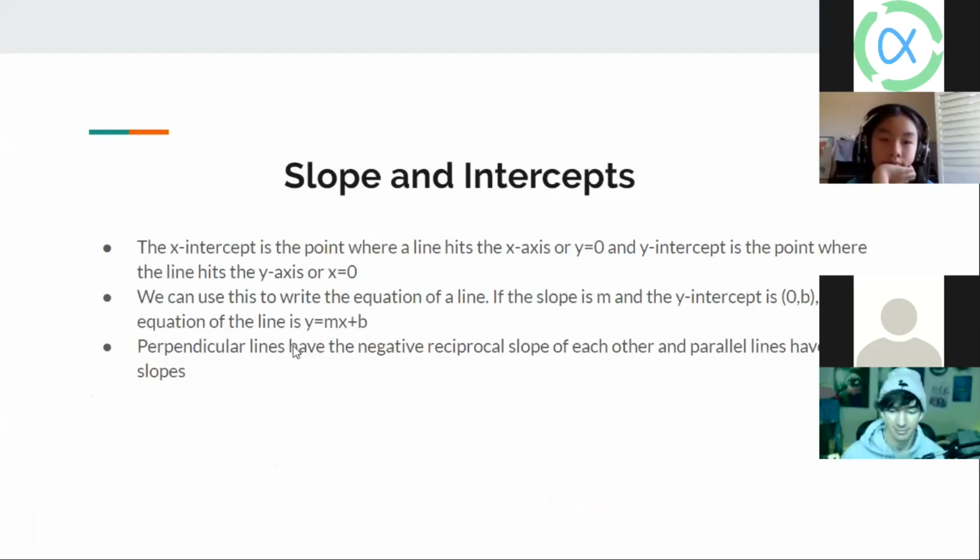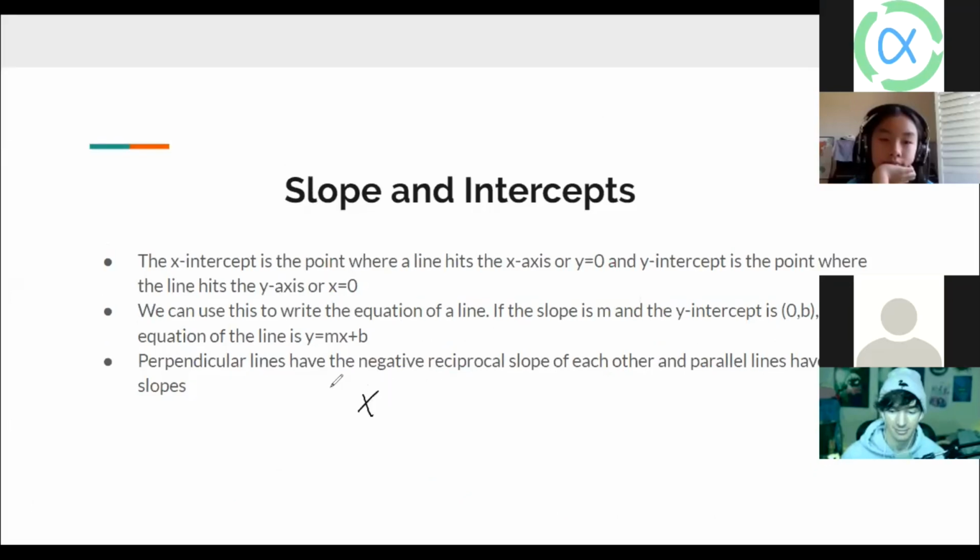Also, perpendicular lines have negative reciprocal slopes of each other. So if the slope of one line is x, the slope of the perpendicular line will be the negative reciprocal, so it's going to be negative 1 over x. And parallel lines have the same slope.